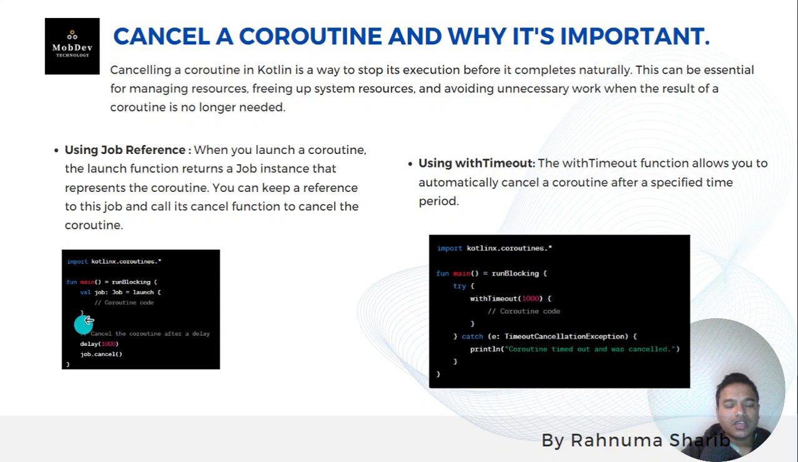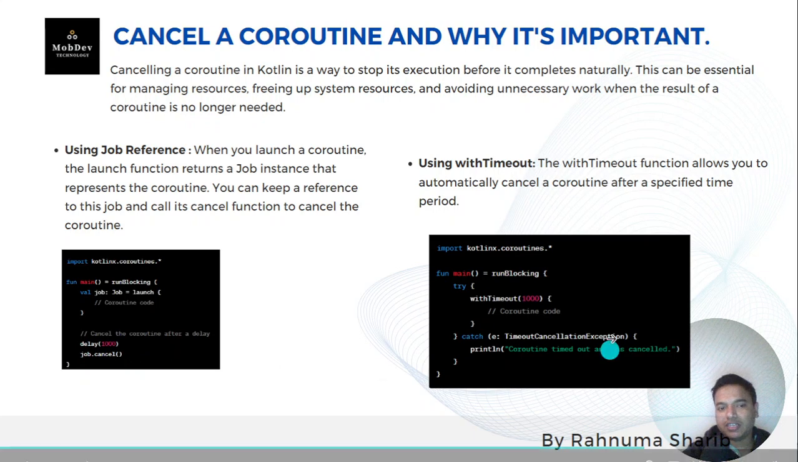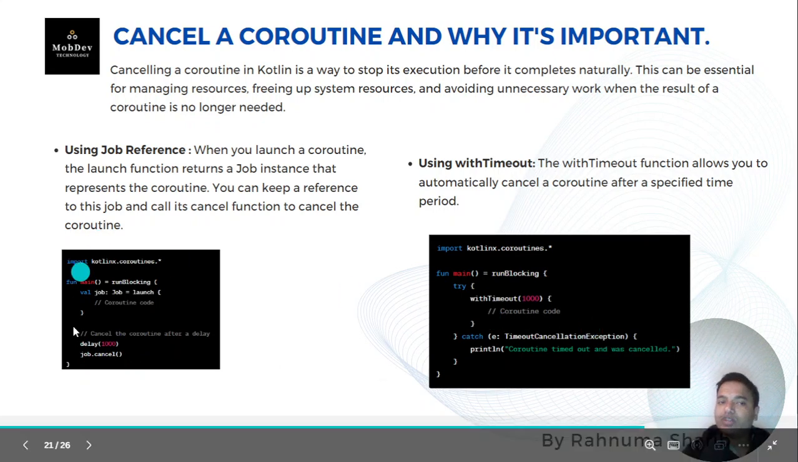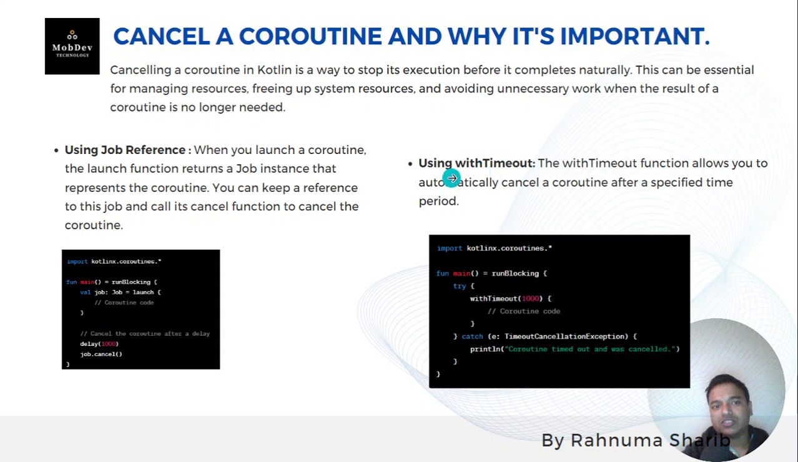We will look at more benefits of cancelling in the next slide, but first understand how we cancel. Here you can see as an example, we are starting a coroutine with runBlocking. We have launched something which is held in a job, and we just perform the cancel action on it and it gets cancelled. There are two ways: the job reference, and withTimeout. withTimeout is a function: just call it, provide the duration, and it will get cancelled after that.